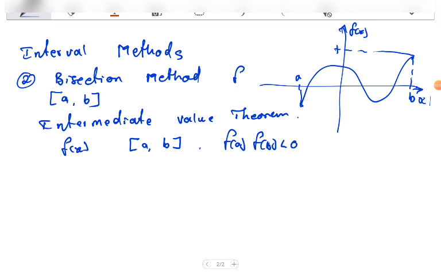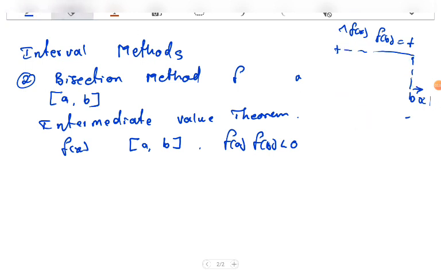f of b is going to be positive, and here this is minus, so f of a is going to be minus. So when you multiply these two, you get less than 0. So that tells you that you have a root in between, or roots in between. So we are going to approximate by reducing the interval by half each and every time.